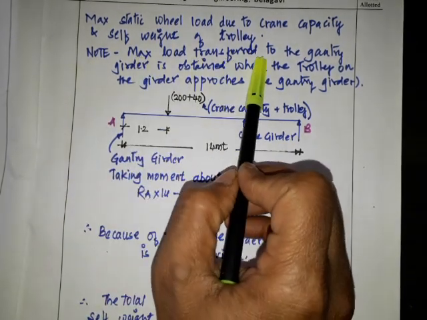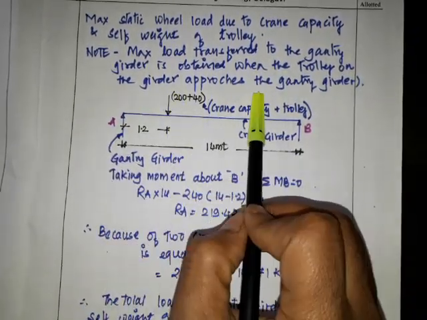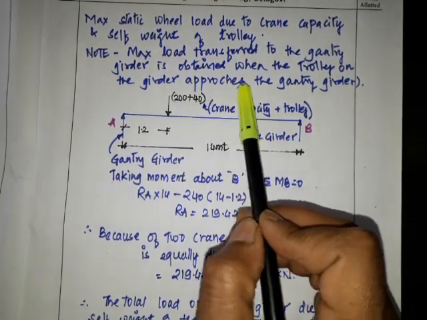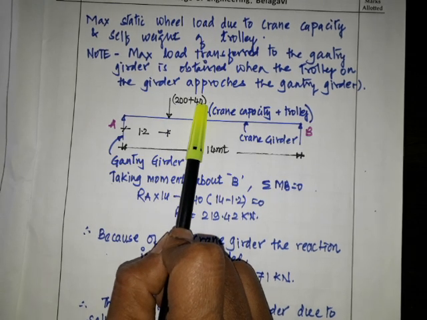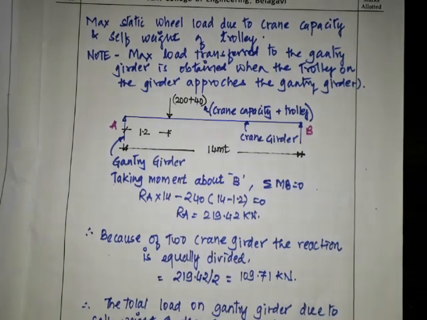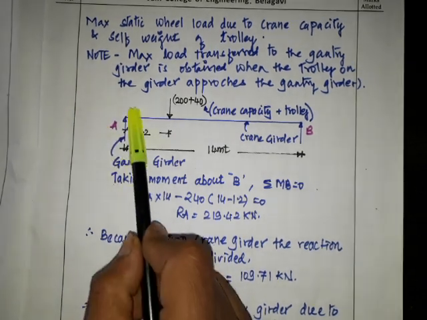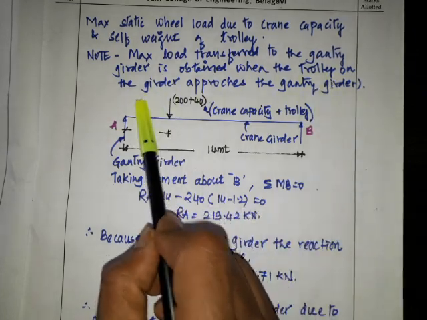The maximum load transferred to the gantry girder is obtained when the trolley on the girder approaches the gantry girder. So as I told you, the crane capacity is 200 kilonewton and the self-weight of the trolley is 40. So the total load is 240 travelling over the trolley. The trolley will carry a load, the maximum load carrying capacity is 200 plus the self-weight of the trolley is 40, so 240 kilonewton. And the reaction over the gantry girder, or the load concentrated over the gantry girder, is maximum when? It will be maximum when the trolley reaches the minimum approach.